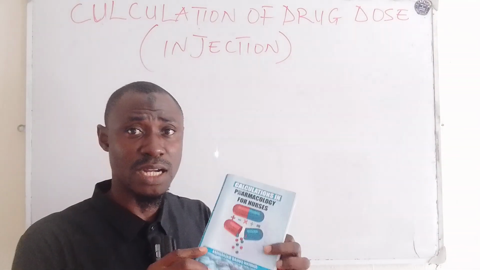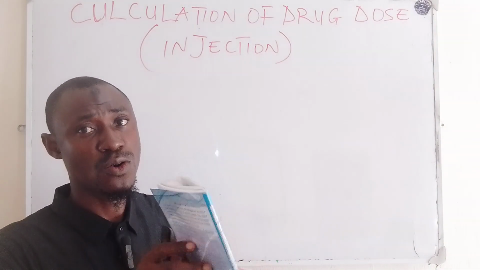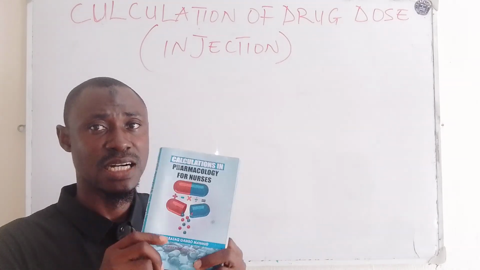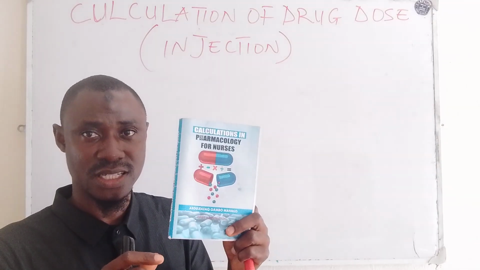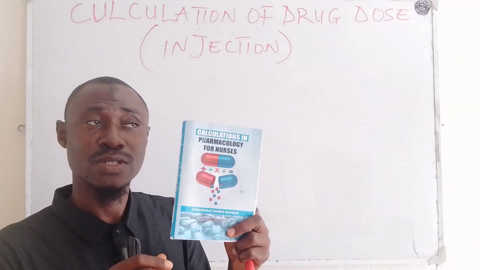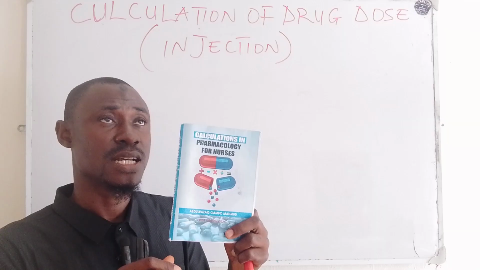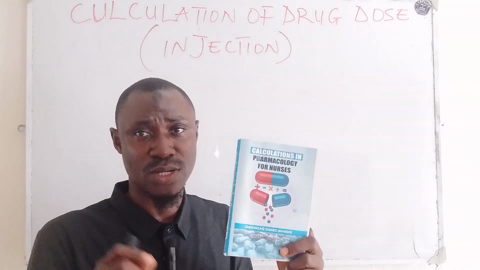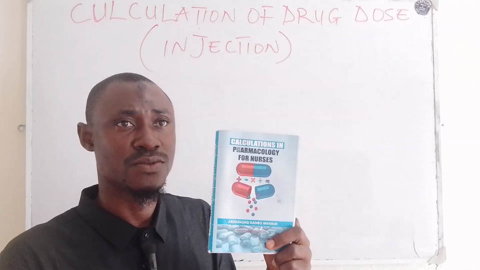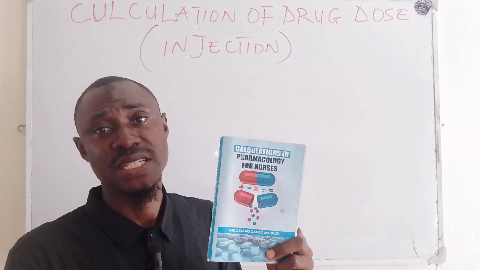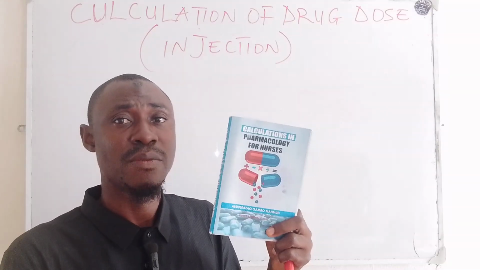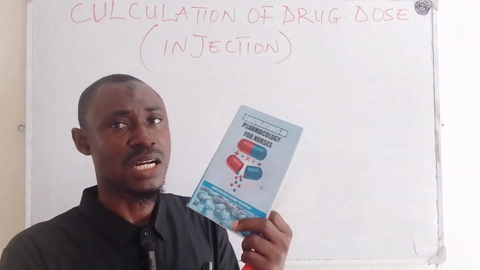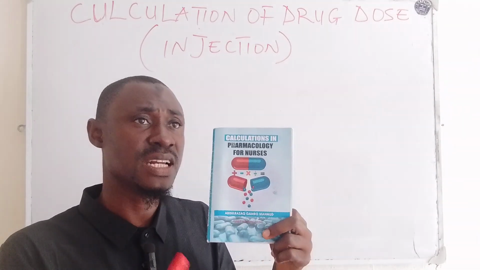This is the book I'm going to be using for the whole of this discussion, and I believe you all have it. That is Calculations in Pharmacology for Nurses. It was one of the books I wrote, and I believe it will serve the purpose of knowing how to calculate drug dose for pediatric patients. If you have this book, you'll be able to solve any calculation related questions, whether in exam or even in real life practice.